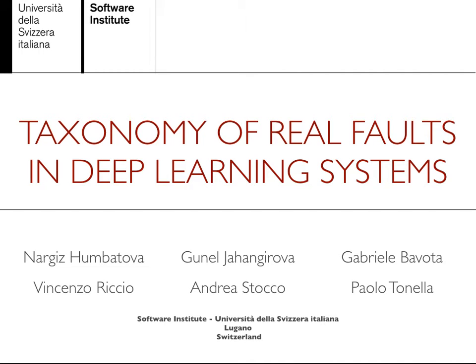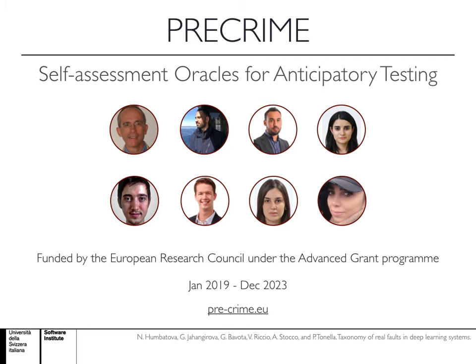Hello, my name is Nargis and I'm a PhD student at Software Institute of Università della Svizzera Italiana here in Lugano, Switzerland. I'm going to present our work on taxonomy of real faults in deep learning systems. I'm a member of PRECRIME research group which is funded by ERC Advanced Grant Program.